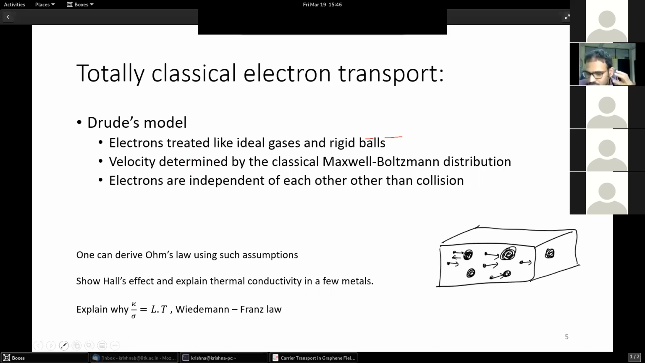We can show the Hall effect and thermal conductivity in a few metals. One can explain why there is a linear relationship between the ratio of thermal conductivity to electrical conductivity with temperature, which we call the Wiedemann-Franz law.